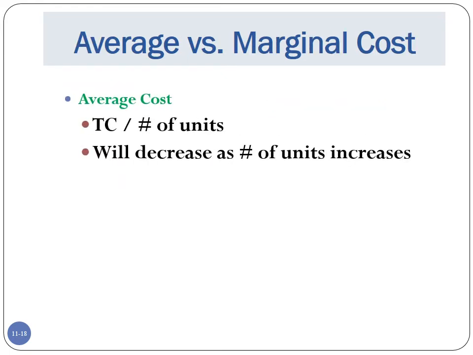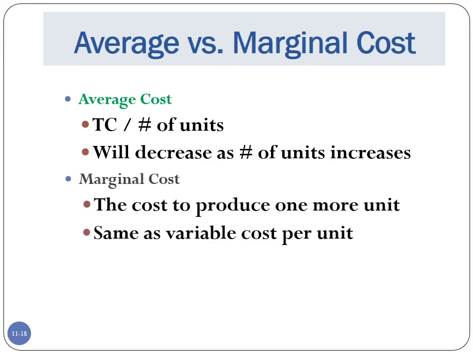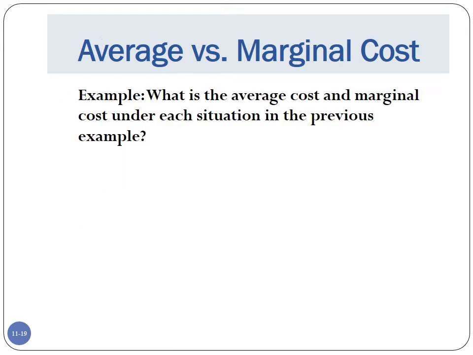So the average cost is another important figure. The average cost is the total cost divided by the number of units, and this will decrease as the number of units increases. But the marginal cost is important to look at. It's the cost to produce one more unit, same as the variable cost per unit.